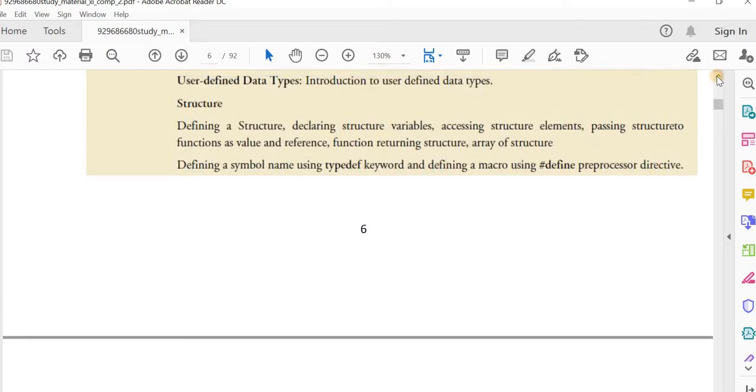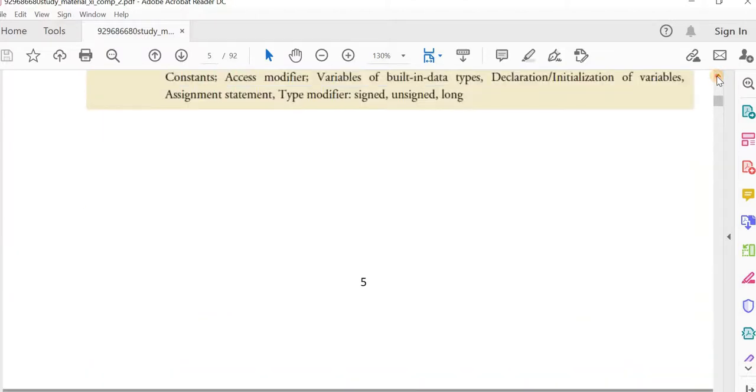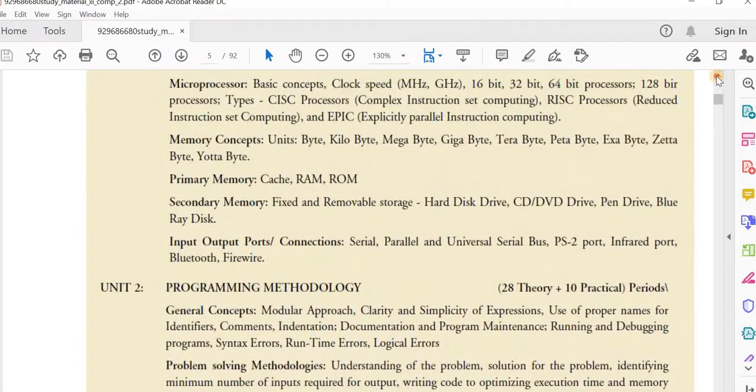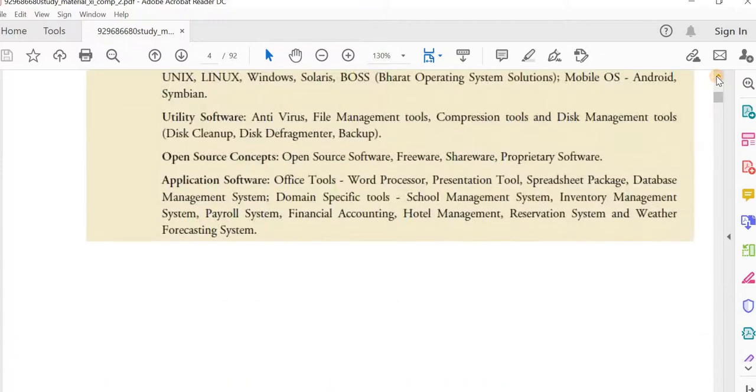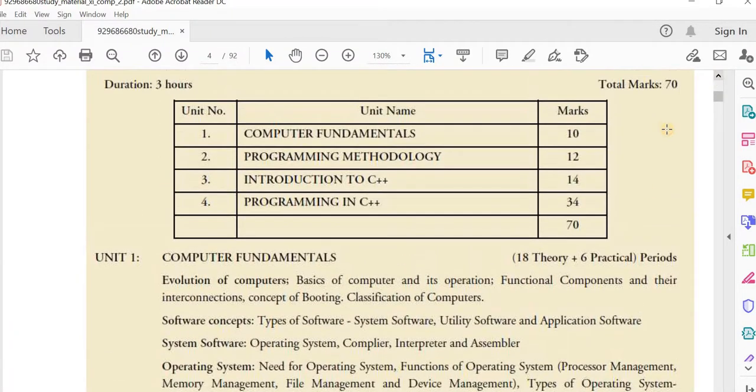Okay, so this is all about your syllabus. Your theory paper will contain 70 marks and the practical paper will contain 30 marks. So marks allotted for the theory paper is 70 and marks allotted for the practical paper is 30.